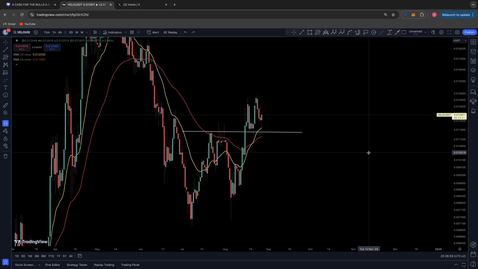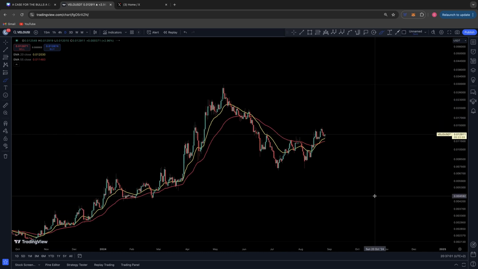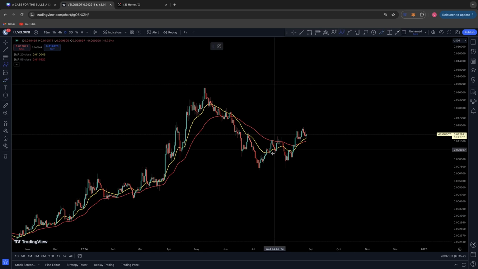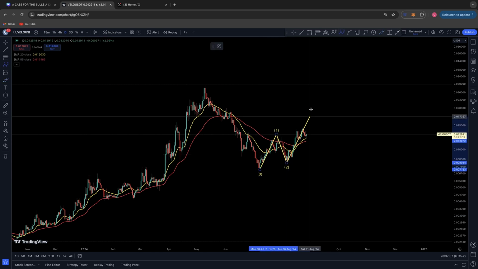And what we could have on our hands, if we zoom out just a little bit here, is if this was the low here, then we've had a wave 1, this is a wave 2, and right now we're in this impulsive wave 3, which I believe will take us up to our 0.02 target, which is the double bottom target down here that we've spoken about in previous videos.